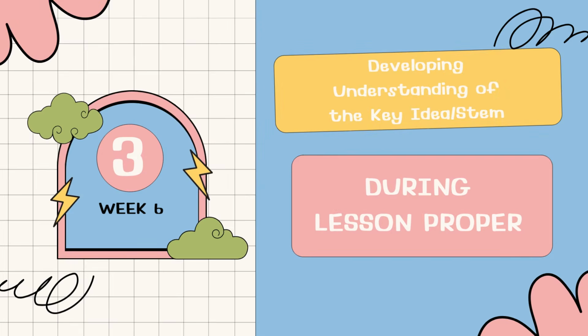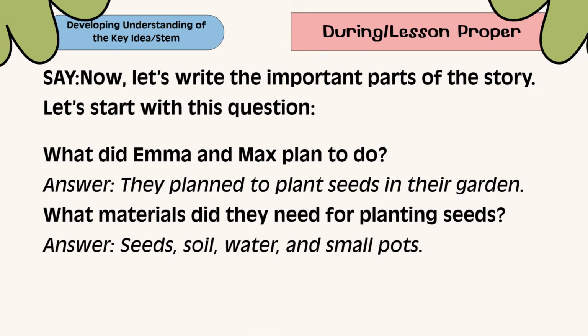Developing understanding of the key idea stem. Now, let's write the important parts of the story. Let's start with this question. What did Emma and Max plan to do? The answer is they plan to plant seeds in their garden.